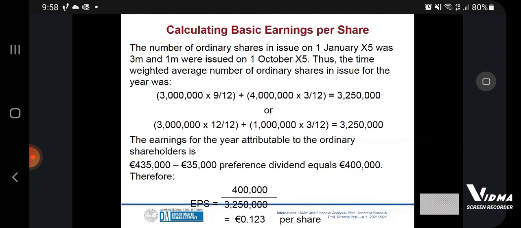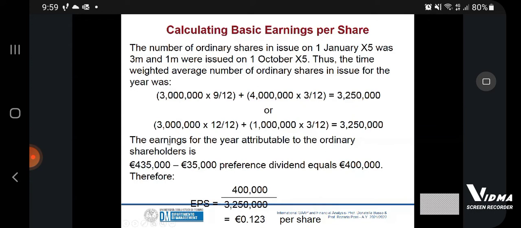So one way to calculate the weighted average number of shares is to consider the opening balance of shares, which is 3 million, and to weight it with the appropriate time factor, which is 9 months out of 12 months of the year. And then consider the ending balance of the shares, which is 4 million, and weight it against the time factor, which in this case is 3 months. And we have the total weighted number of shares, 3,250,000.